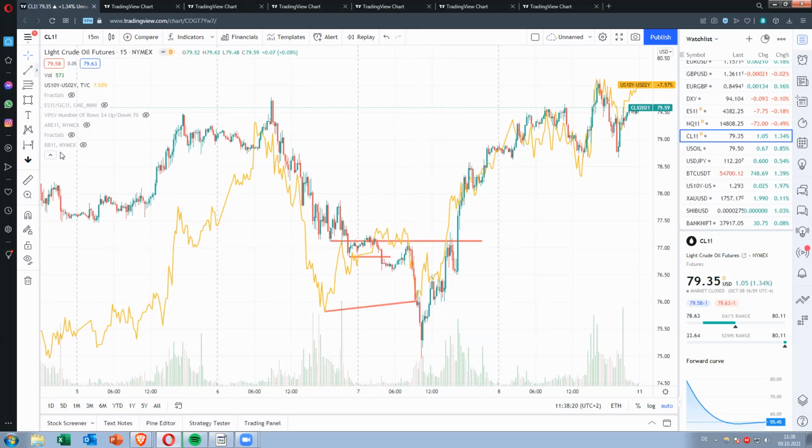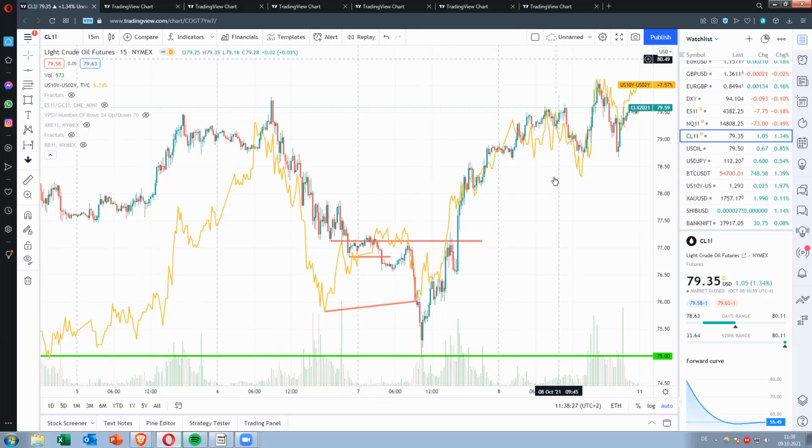Also, macro, of course. You have to mark out your big levels: 75, 80, the midpoint 77, the 50s, the round figures. Every figure on oil is important.